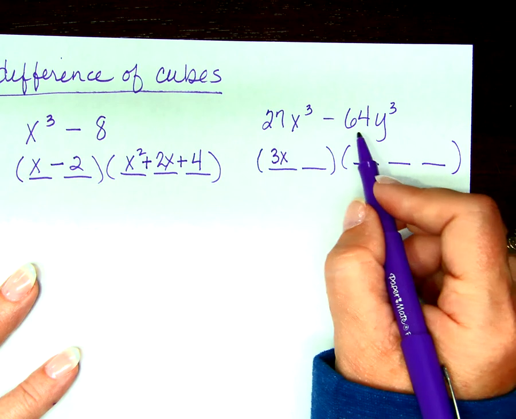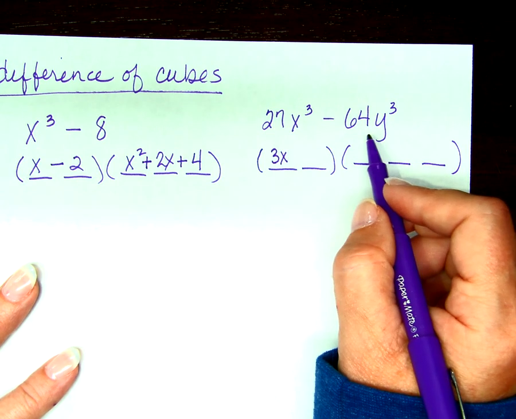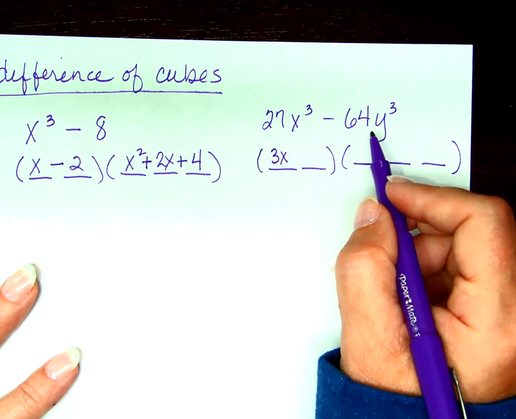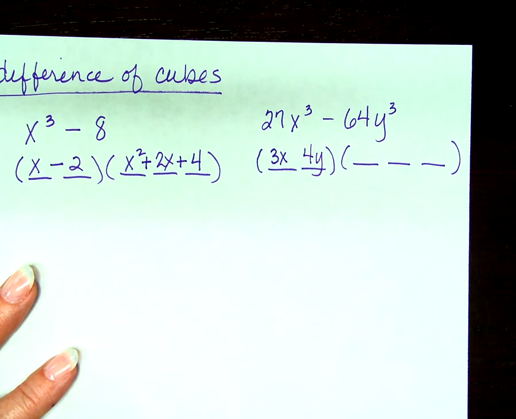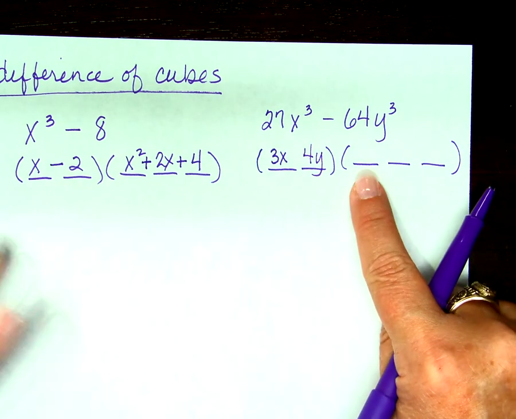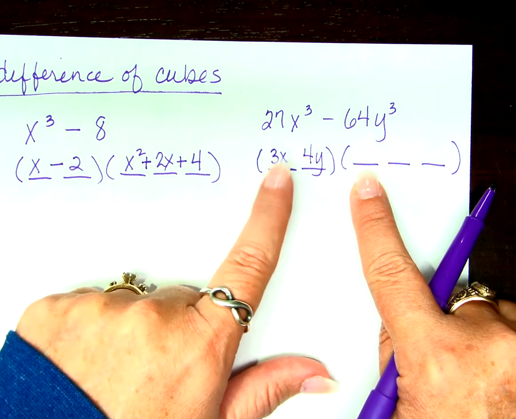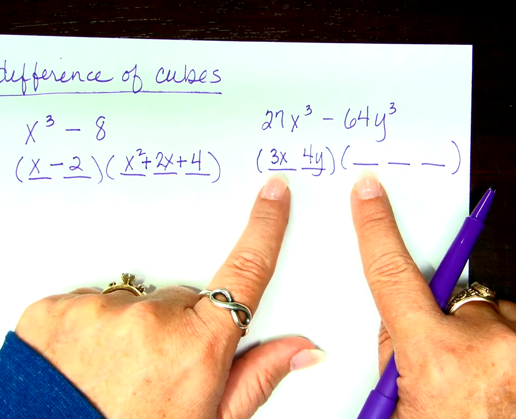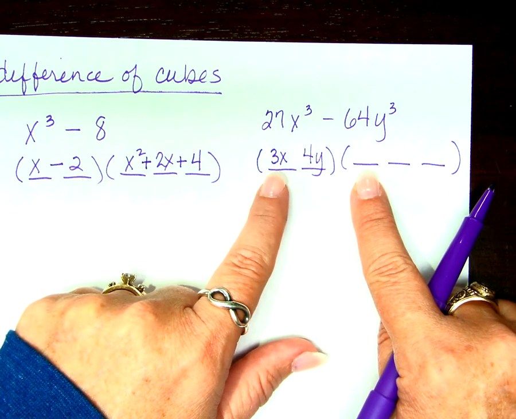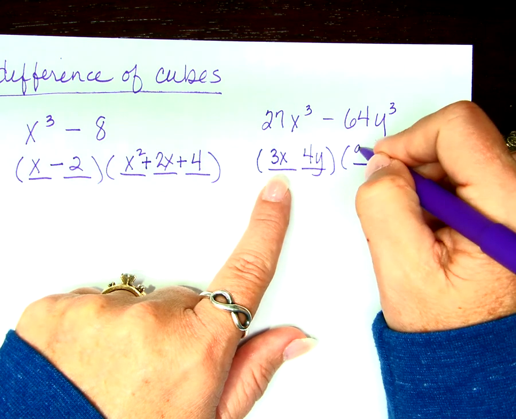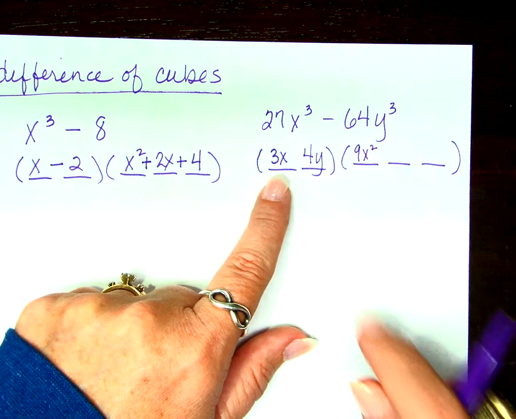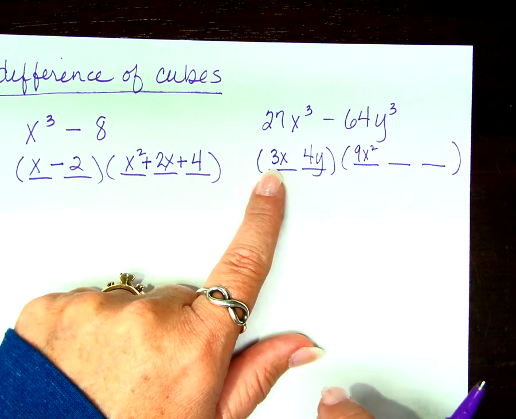Oh, the cube root of this term? What is the cube root of this term? 4y. Okay, trinomial, you ready? First term, squared. Don't let yourself be tricked. What is 3x times 3x? 9x squared, right? We don't want to miss multiplying the 3's together, right?